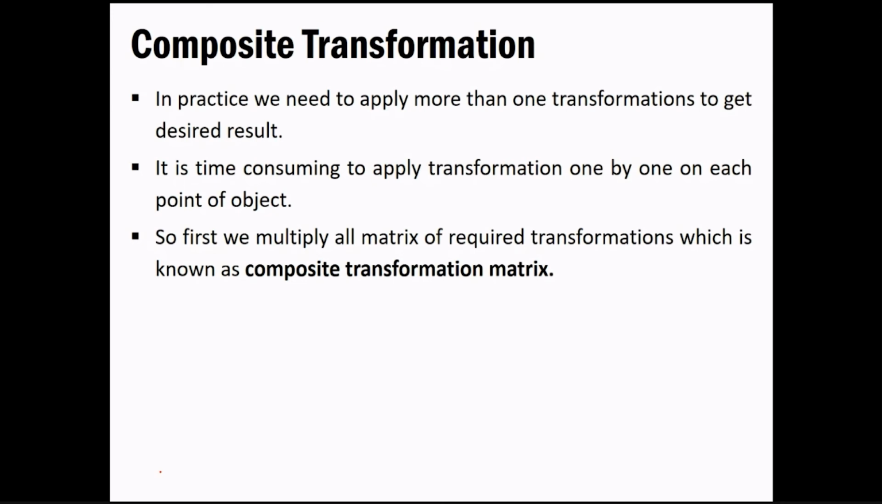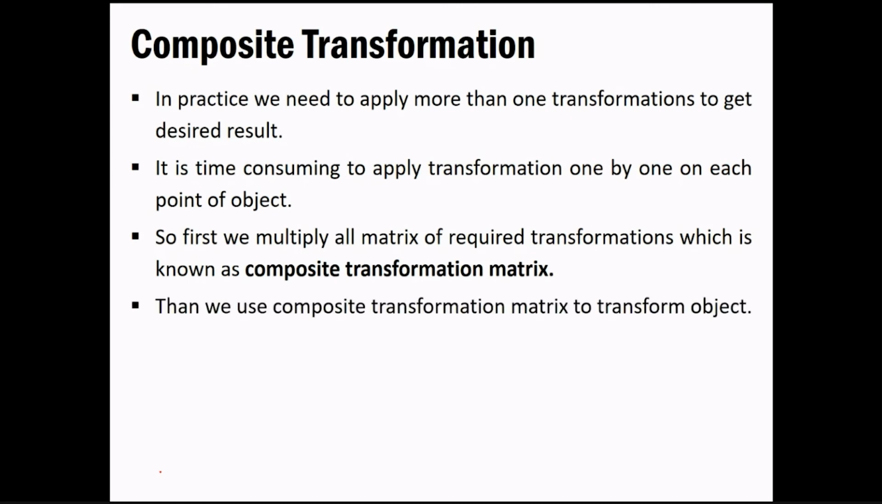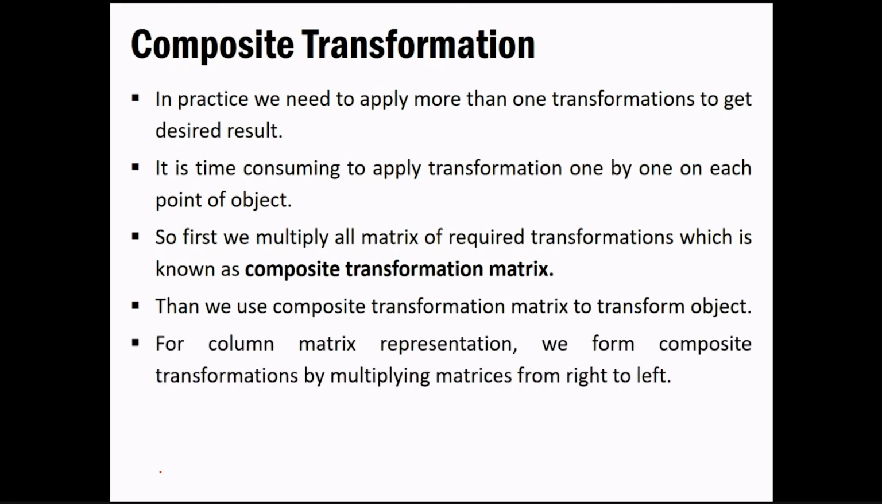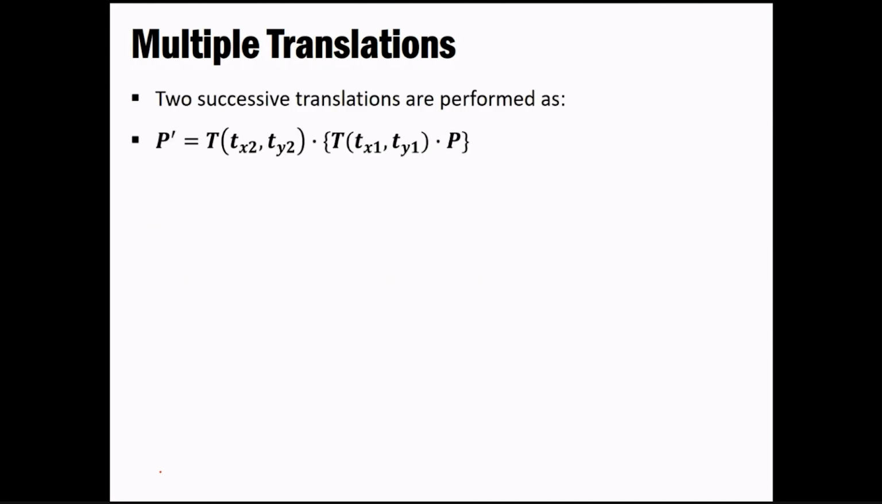So one more thing that we are going to learn is this composite transformation matrix. Whatever things are with us, we'll try to calculate it beforehand and then go ahead. Then we use the composite matrix to transform the object. How, that we will see. For column matrix representation, we form the composite transformation by multiplying the matrices from right to left. Whatever is given to you, you have to proceed from right to left instead of left to right. You will see that shortly.